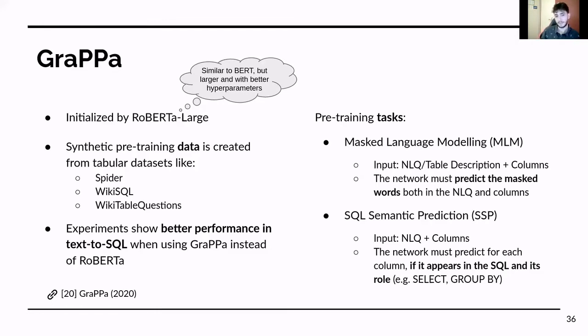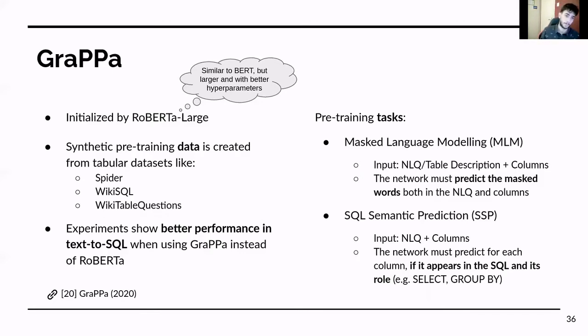The second task is called the SQL semantic prediction task, in which we give an input of a natural language query and a set of table columns. And for each column of the table, the network must predict if this column is going to appear in the SQL query that is equivalent to the natural language query, and what its role will be in this SQL query. So will it appear in the select clause? Will it appear in the group by clause?